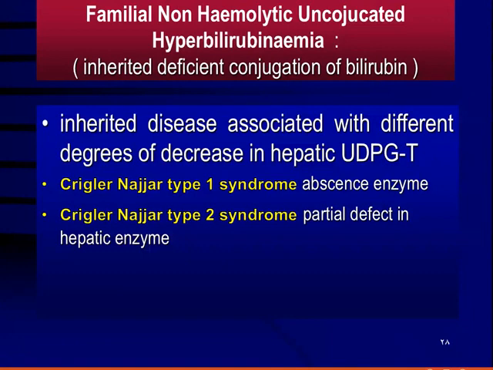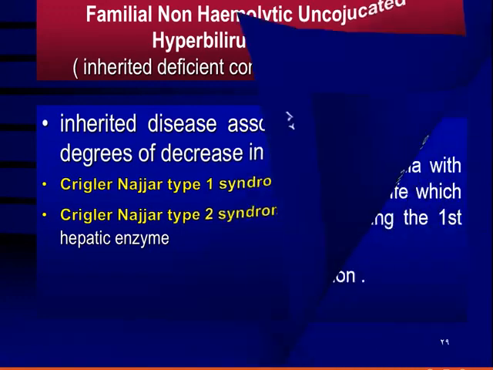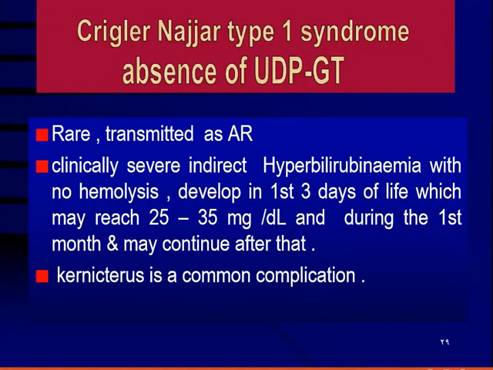Now, familial non-hemolytic unconjugated hyperbilirubinemia, or inherited deficient conjugation of bilirubin. An inherited disease associated with different degrees of decrease in the hepatic uridine diphosphate glucuronosyltransferase. It is Crigler-Najjar type 1 syndrome, complete absence of the enzyme, and type 2, a partial defect in this enzyme. Type 1 Crigler-Najjar, absence of uridine diphosphate glucuronosyltransferase. It is rare, transmitted as autosomal recessive.